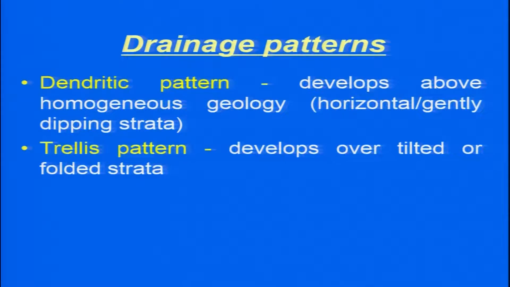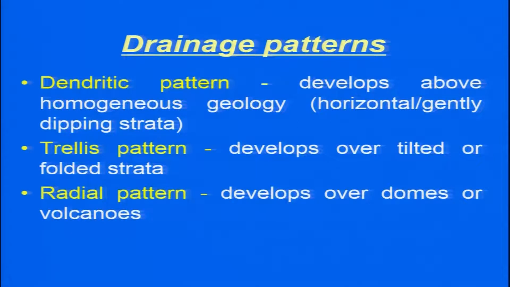What we were discussing earlier was the straight channel, meandering channel, and the braided channel. But here what we are looking at is the drainage pattern, so you need to be careful in distinguishing and using the terminologies. Trellis pattern develops over tilted or folded strata. Radial patterns develop over domes and volcanoes. So, along with the geology, one can also identify the landforms on which the drainages are developed.